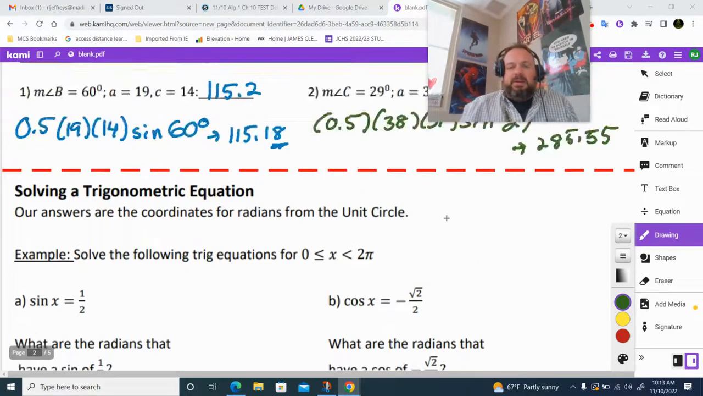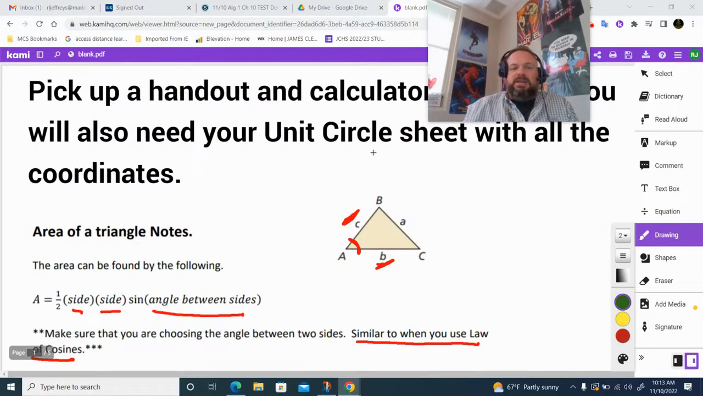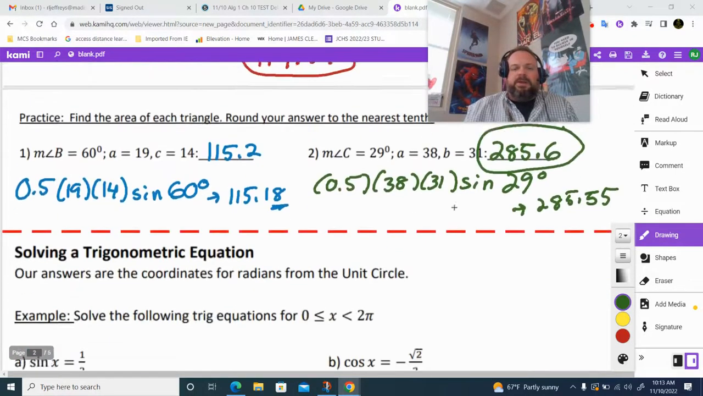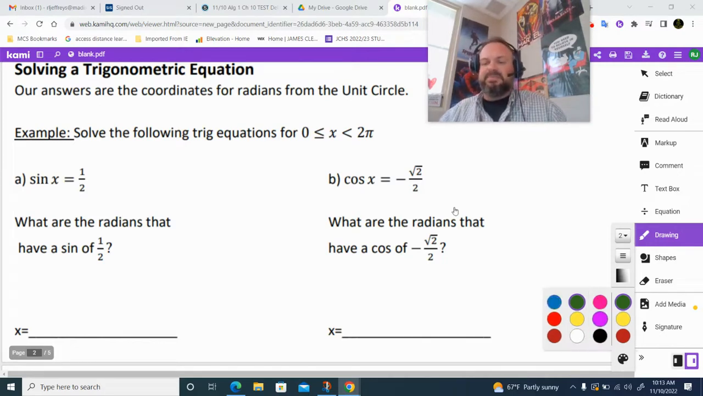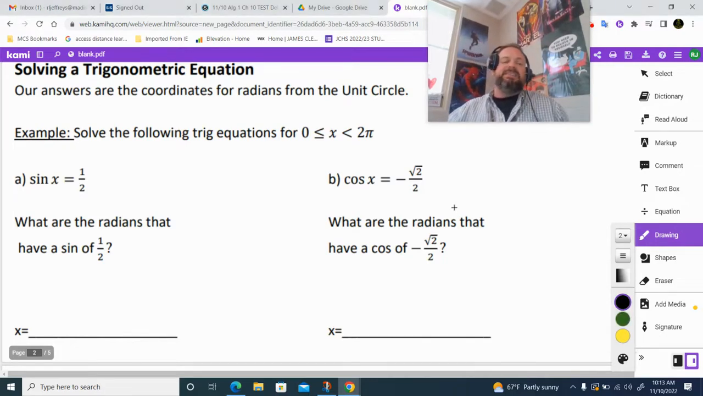Now, previously on the board, it said you will also need your unit circle sheet with all the coordinates. And this is why we only have to solve very simple trig equations. Okay, very simple. I'm not going to do like 3 sine x and so on. No. So let's think about this. It says the sine of x is 1/2. Remember, sine is our y value, right?